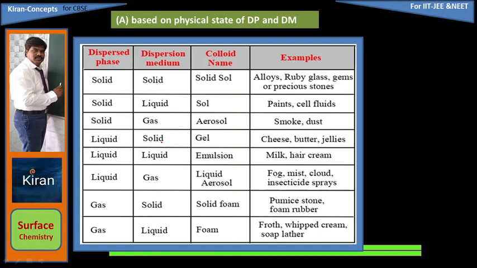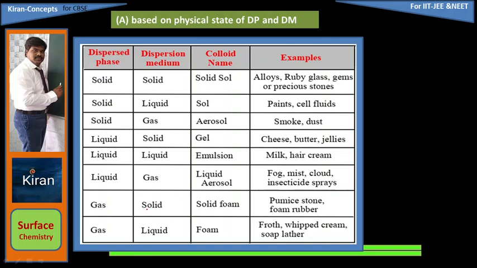Next, liquid in solid. Another name is gels. Cheese, butter and jellies are examples for liquid in solid. Liquid in liquid type of colloidal solution, we have a separate term that is called emulsion. Example, milk and hair cream. Liquid in gas type of colloidal solution, example, liquid aerosol. Gas is a dispersion medium, that is called aerosol. So here the fog, mist, cloud, insecticide sprays, all will come under liquid aerosols.